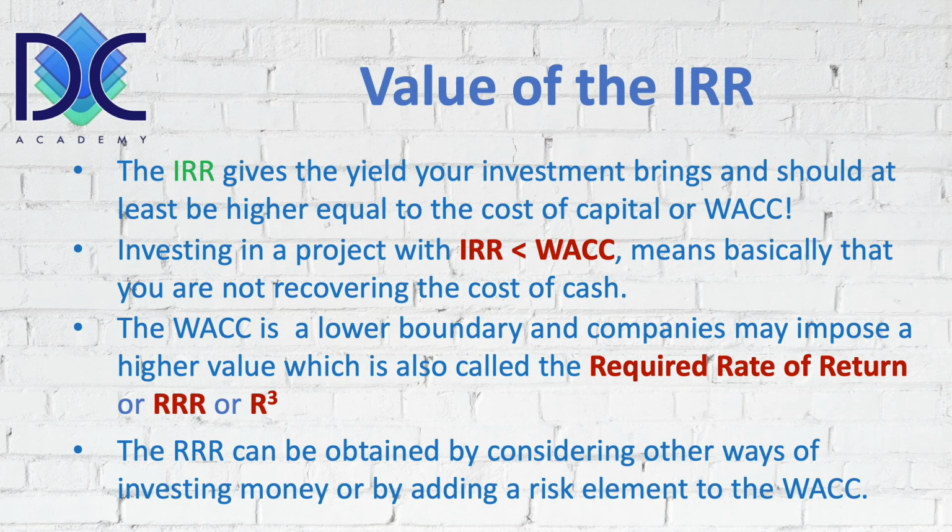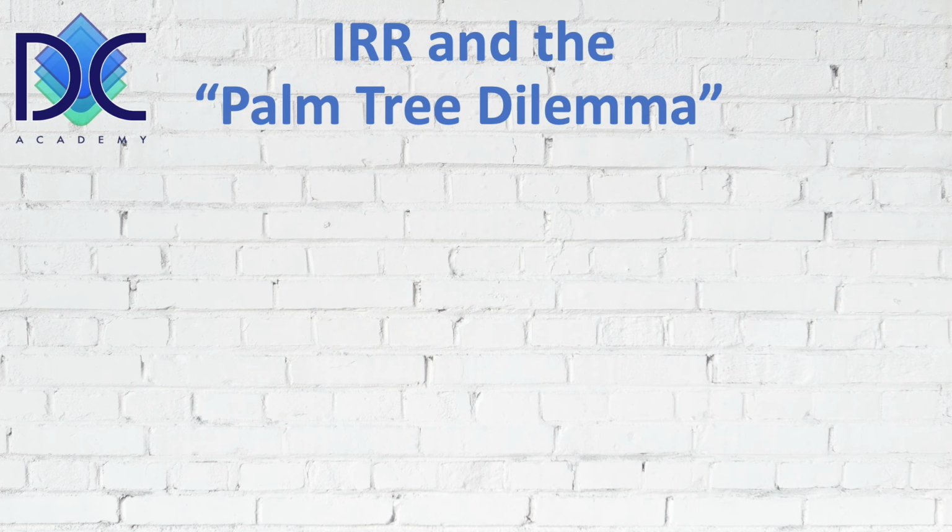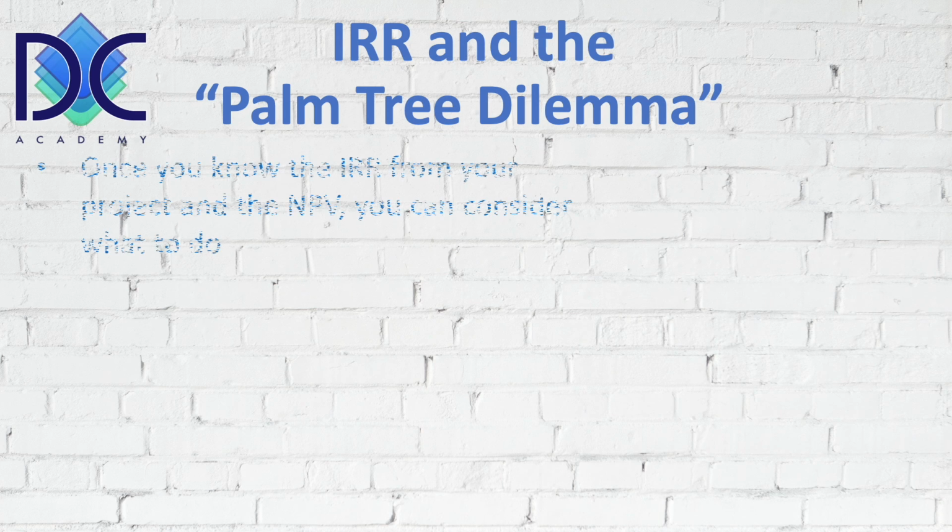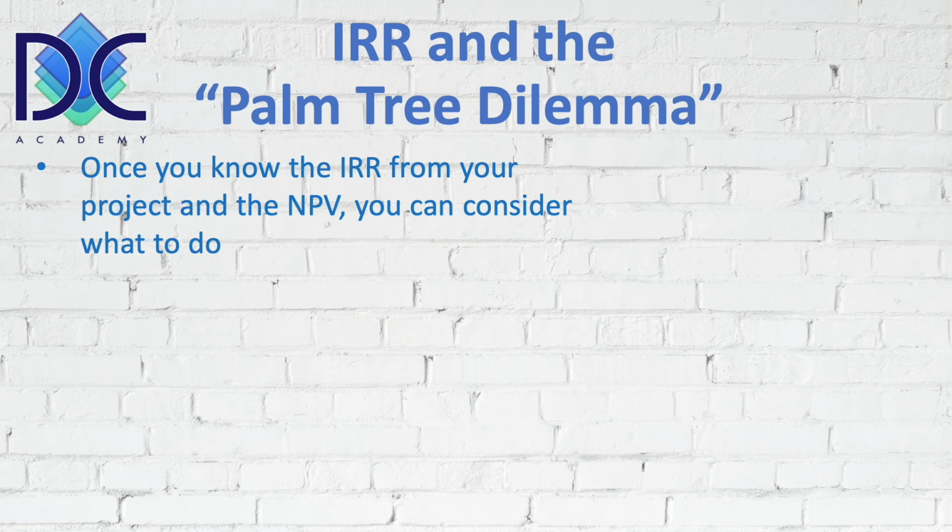Now, when we look at the palm tree dilemma, the internal rate of return, the palm tree dilemma is an idea I promoted and I explained to my students what the use of the IRR is. Let's just look at the IRR that we obtain. We have the net present value. So basically we can consider what to do with our project. The internal rate of return will determine if we are recuperating the cost of the money. The net present value will tell us whether our project has a profit or not.